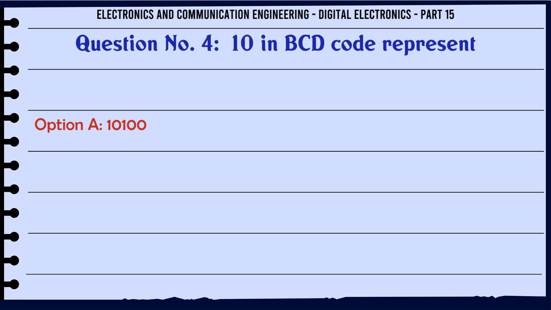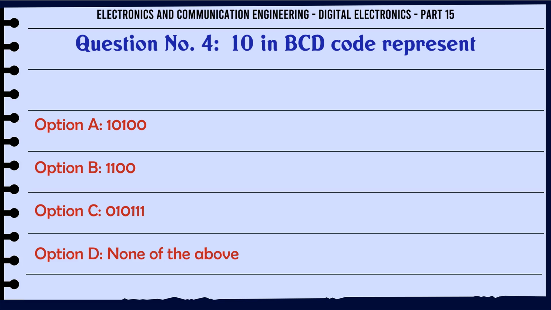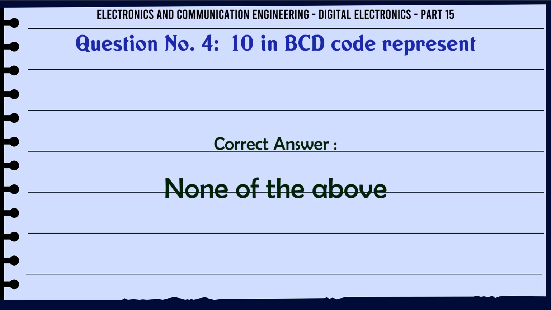10 in BCD code represents: A. 10,000 and 100. B. 1,100. C. 010111. D. None of the above. The correct answer is none of the above.